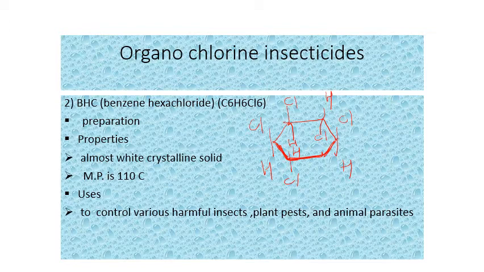Then uses of BHC. It is used to control various harmful insects, plant pests and animal parasites. It, along with lindane, has been used in combination with a seed disinfectant like ethyl mercury chloride.